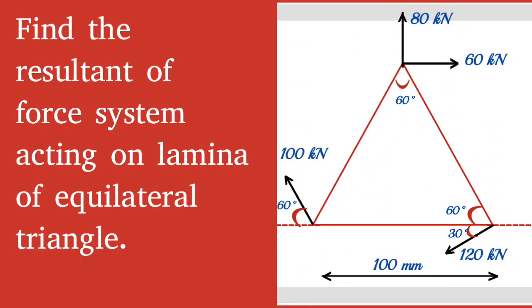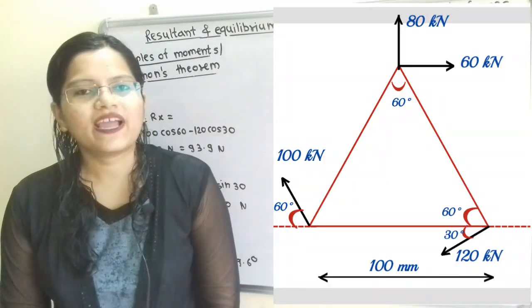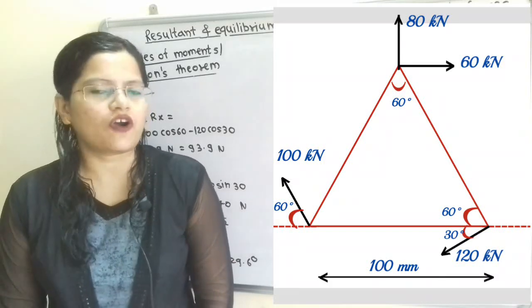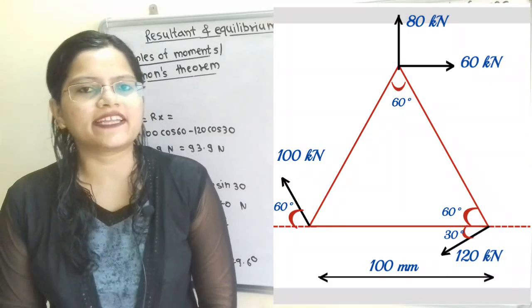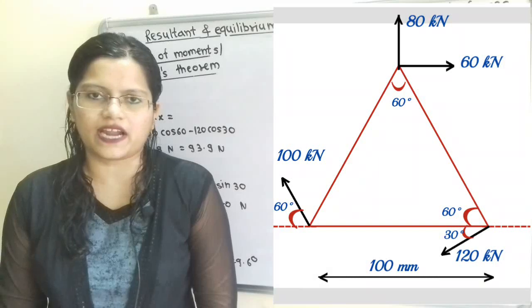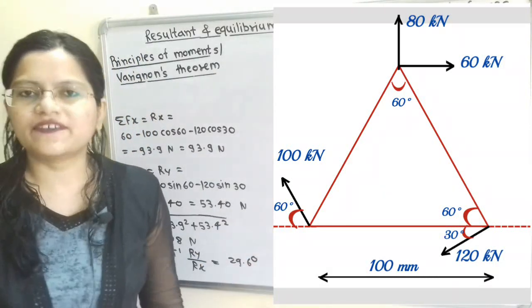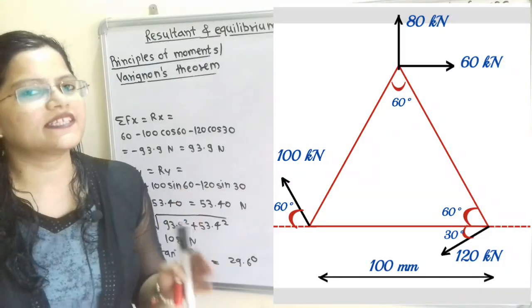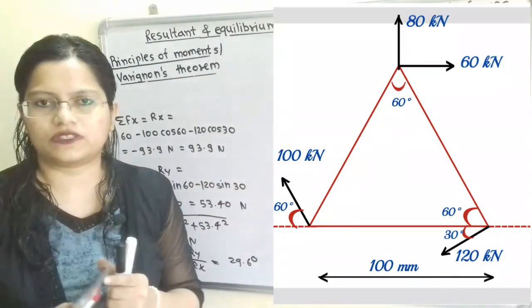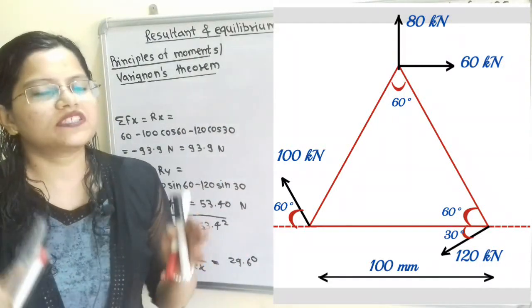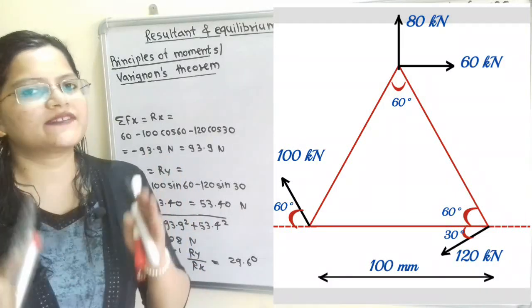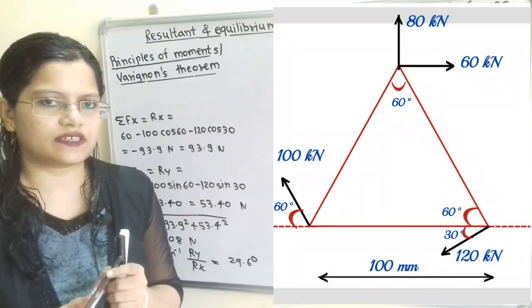Given question, find the resultant of the force system acting on a lamina of equilateral triangle. We have to find the resultant of all these forces acting at different points of the triangle. If we observe these forces acting at different points, we can say that these are non-concurrent forces. So we will first find the magnitude as well as the direction of the resultant.